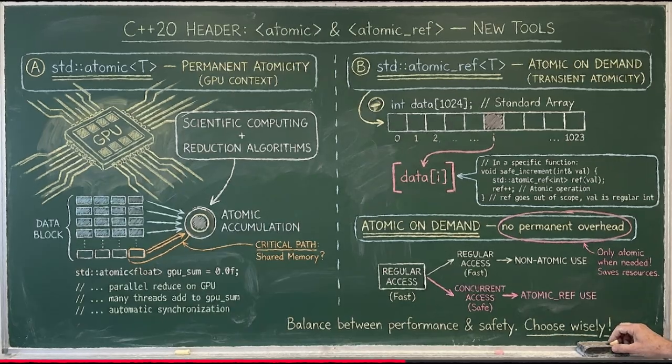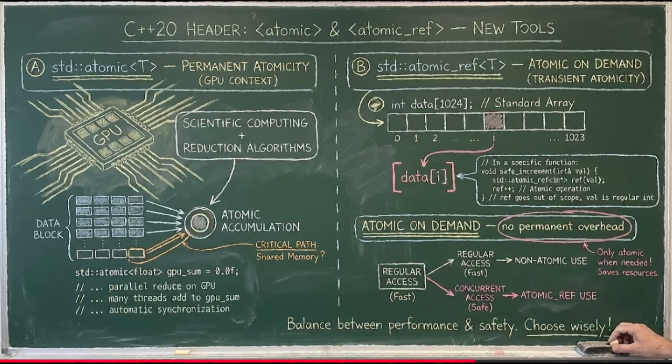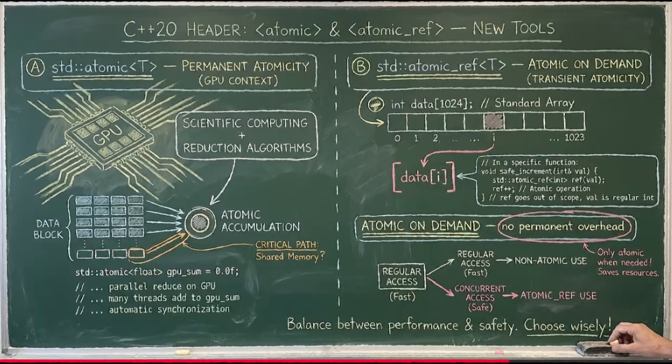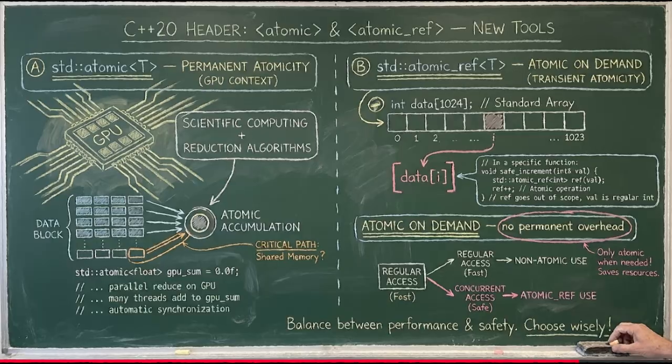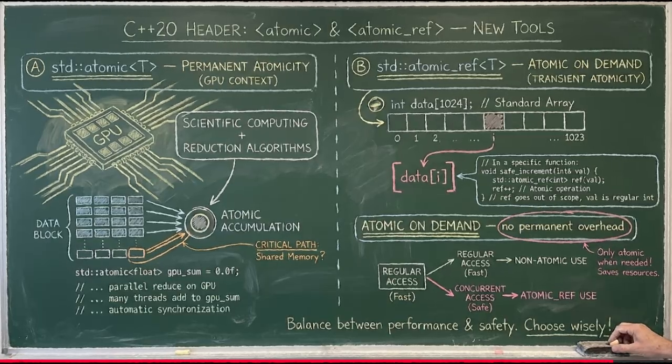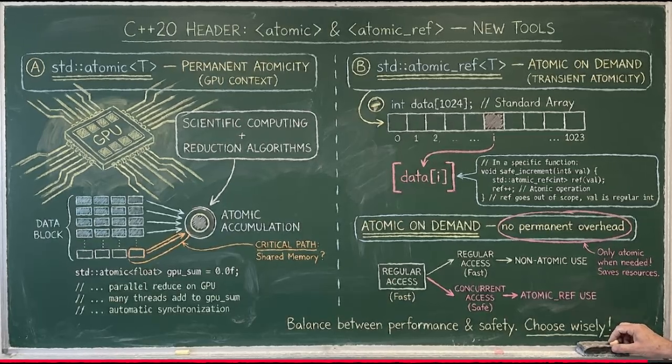Why is that so important? Well, if you have a massive array of standard integers, you couldn't always afford the memory overhead of making every single element a dedicated std::atomic type. Atomic_ref lets you dynamically enforce atomicity on a standard variable only when you actually need it.